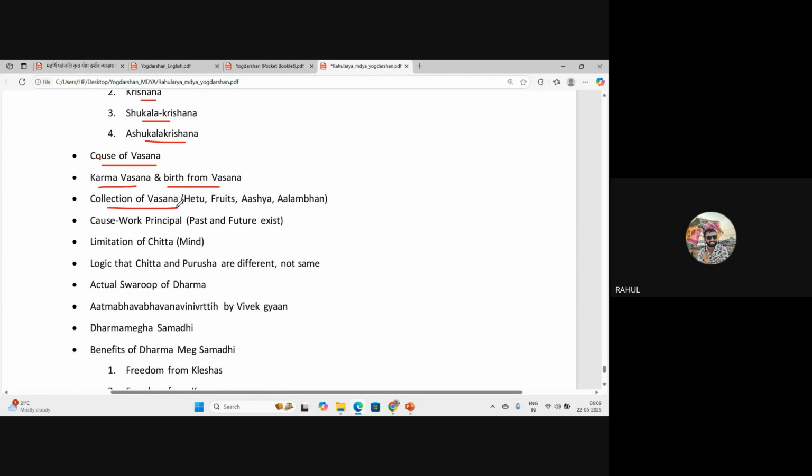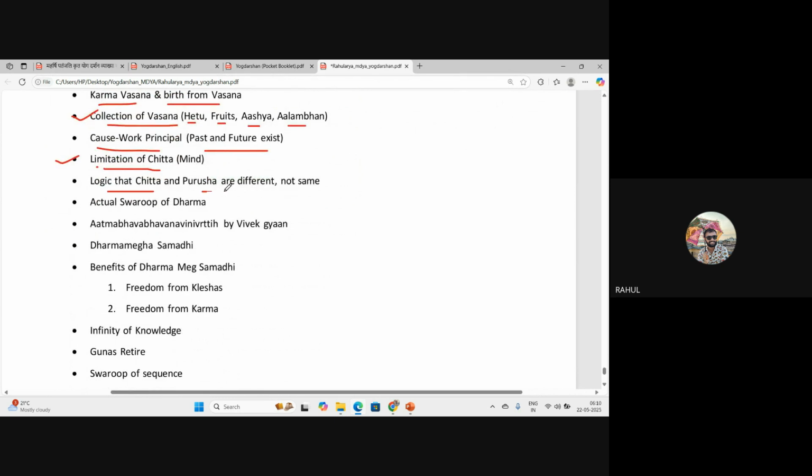How the Vasana is collected in this body, in this chitta. The 4 major reasons: Hetu, Phala, Asraya and Alambana. These are the 4 major things which are the main cause of the collection of the Vasana from one body to another body. Cause principle, past and future existence, that is also here. Limitation of the chitta: we understand it as consciousness, but actually it is jada, it is inert. That is also a major limitation, and others we will also discuss here.